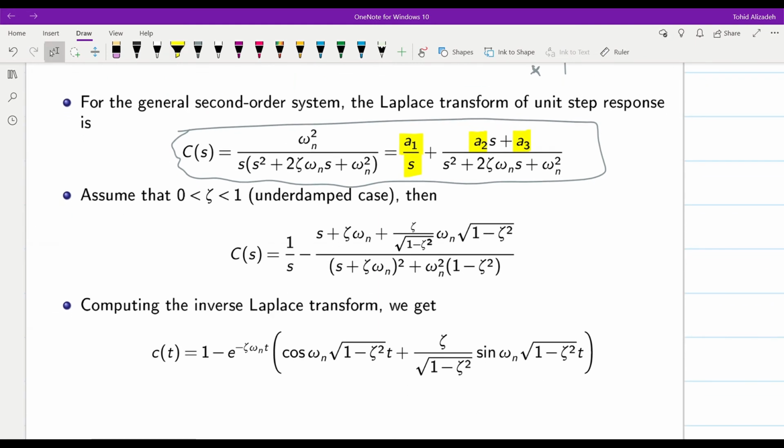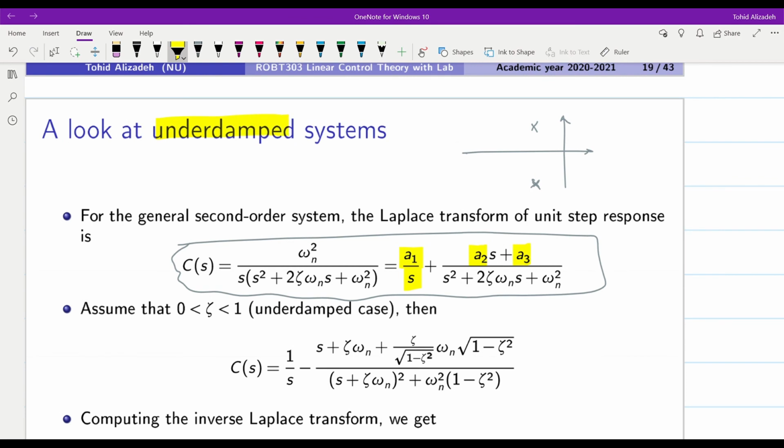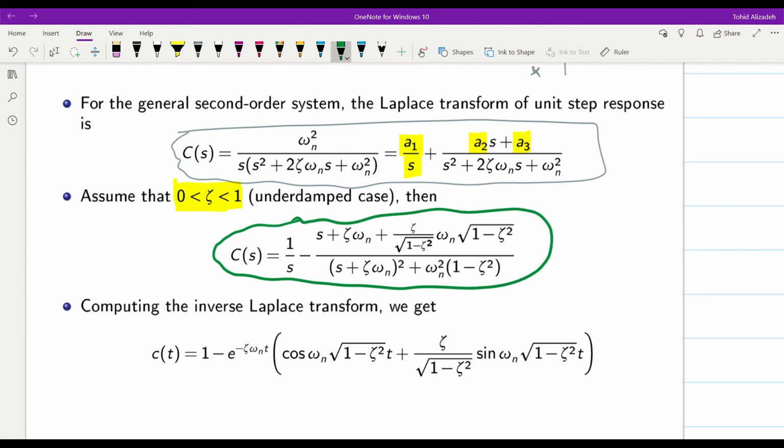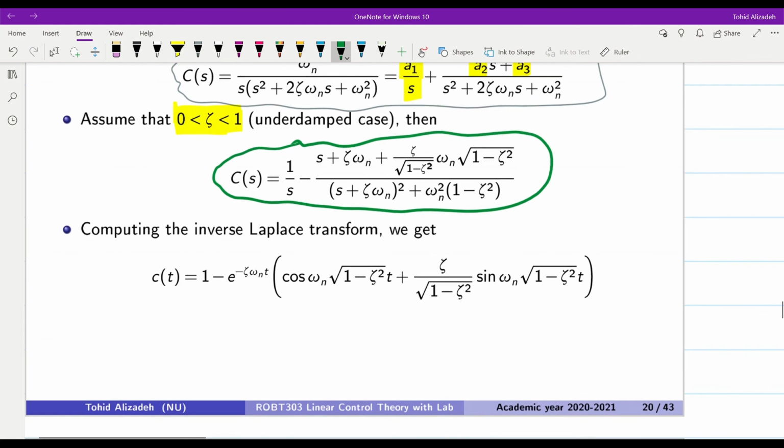Now, since we want to consider the underdamped systems, we will have the case where zeta is between 0 and 1. So this is what we have as the assumption. And then C of S could be rewritten in this form, where A1, A2, and A3 are replaced by their actual values. A1 is equal to 1, A2 is equal to 1, and A3 is equal to the term that you can see over here. And then if you take the inverse Laplace transform, we will get C of t written in this form.